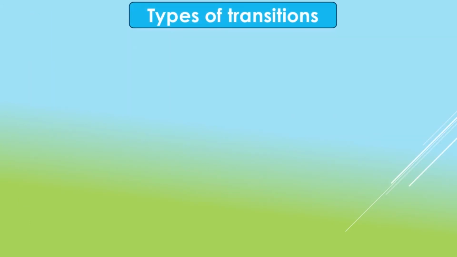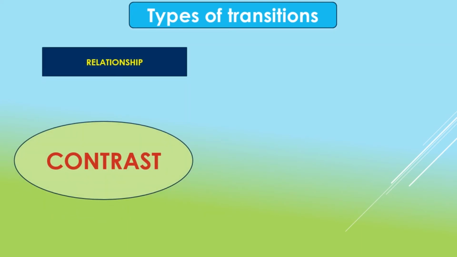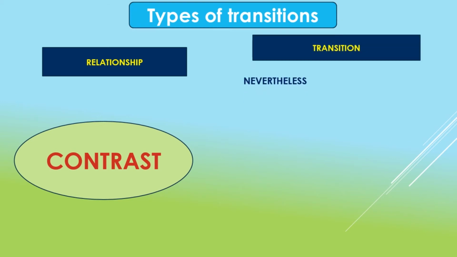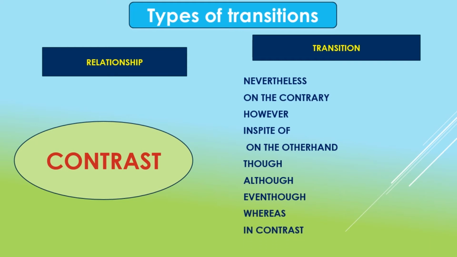Shall we move to another type of transitions? Here, the relationship is contrast. The transitions we can use are nevertheless, on the contrary, however, in spite of, on the other hand, though, although, even though, whereas.